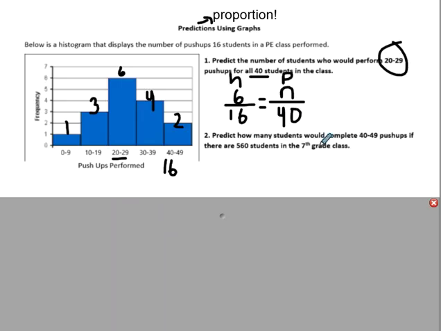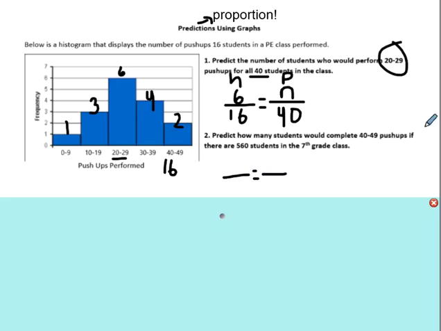Number 2 says predict how many students would complete 40 to 49 push-ups if there were 560 students in the 7th grade. So same idea here, but this time we're talking about the entire 7th grade class. So we're still going to do a proportion. We want to know how many students got 40 to 49 push-ups if there was 560 students total. So first let's look at the histogram. How many students got 40 to 49 push-ups just in the histogram?